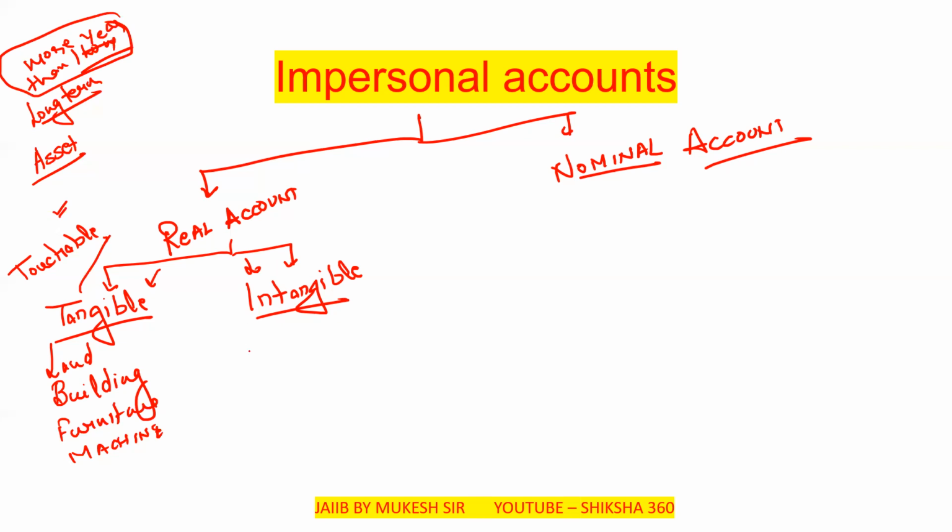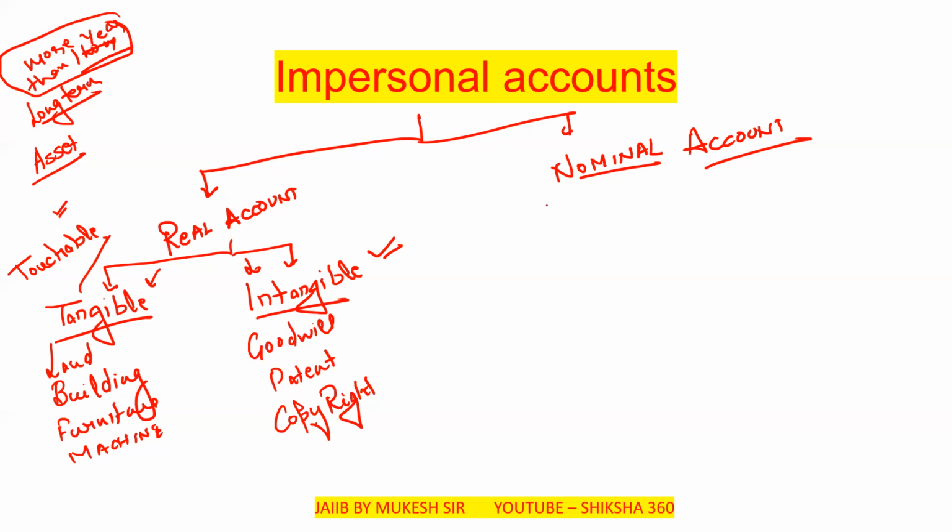So intangible, that is basically goodwill, patent, copyright. All of these come under the intangible. So these are the real accounts.